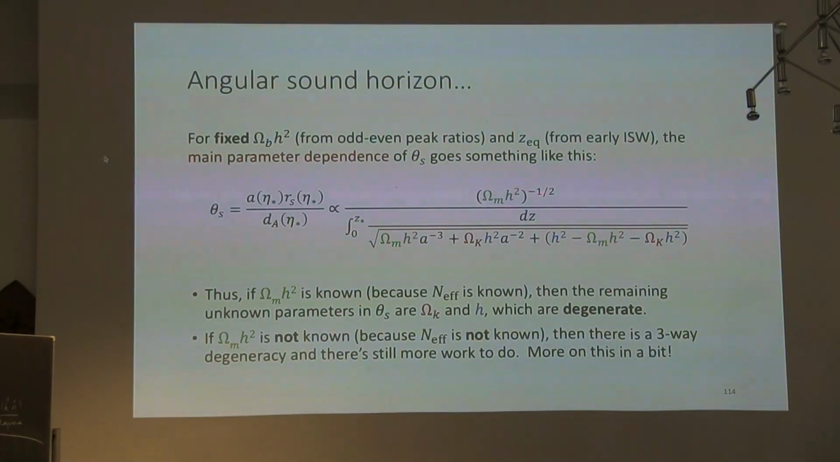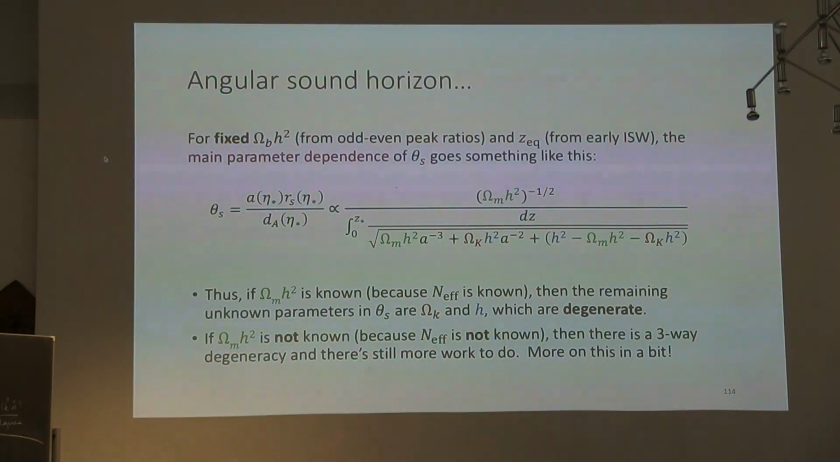Now, some of these we can already measure by other means. For example, as I said earlier, you can use the early ISW effect to probe matter-radiation equality. And if you make assumptions about what kind of radiation you have in the universe, then this equality measurement is essentially the same as saying that you have measured omega m h squared. So if that is the case, then the only parameters remaining and unconstrained are the omega k parameter and the Hubble expansion rate. And these are degenerate.